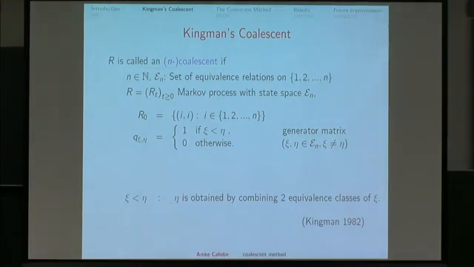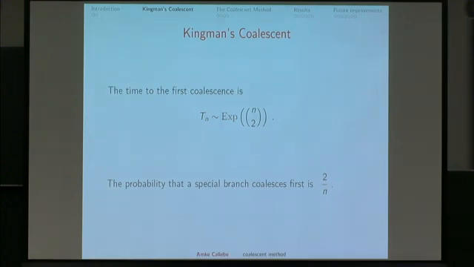So that is Kingman's coalescent, as it was published by Kingman in 1982, and it has now become one of the most influential models in population genetics. Because we have a continuous time Markov process, the time until the next coalescent is exponentially distributed, and because we have a nice generator matrix, the parameter is n choose 2.